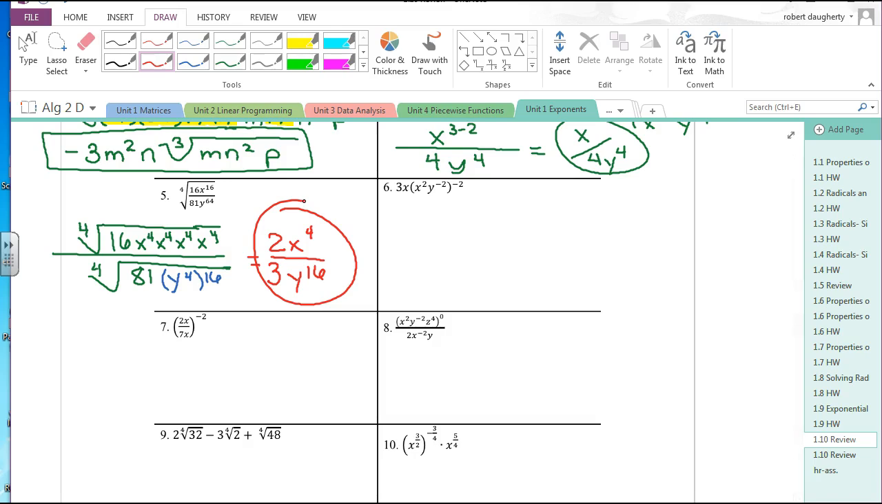So I could have written y to the 4th. I could have written it down 16 times and gotten that. That just would have been a little bit too much writing.